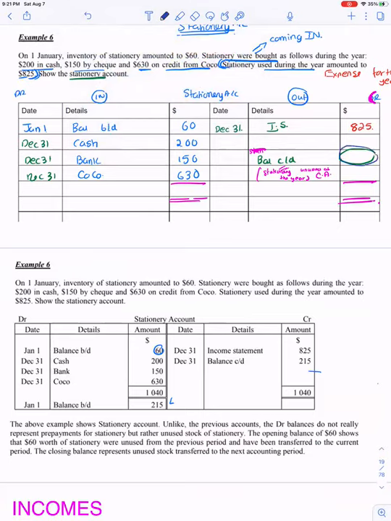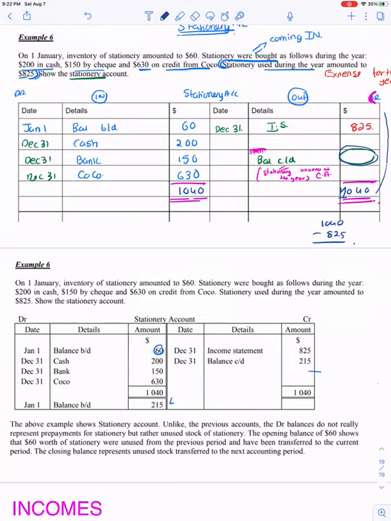You cannot have any outstanding stationery. There is no term like outstanding stationery. So we are adding the debit side. Let's see, 60 plus 200 plus 150 plus 630 is giving you 1040. You will write 1040 on both the sides. From this 1040, you would subtract this 825. You will get the closing balance of stationery.